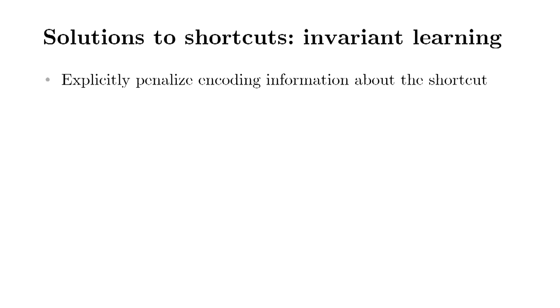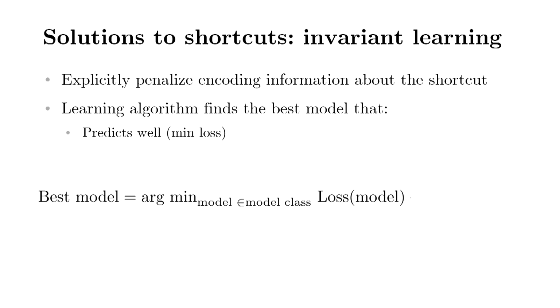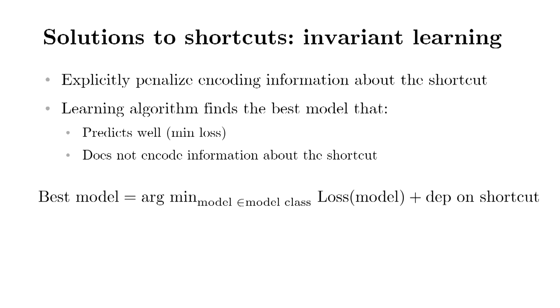One of the solutions is to explicitly penalize encoding information about the shortcut. In this example, it's race. So I ask my algorithm to give me the model with the best prediction, so it minimizes my loss, but also does not depend on race. There are a lot of complications here, but that's the basic idea.